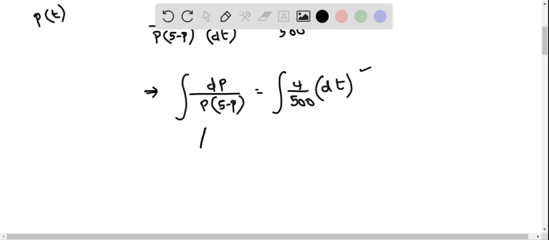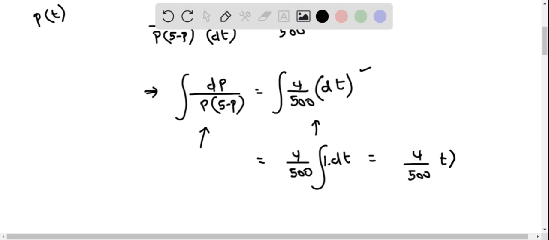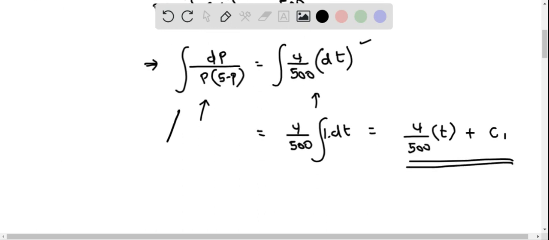Basically we have to integrate the left side using the method of partial fractions, which we will do. For the right side, we can factor the 4 by 500 out of the integral, and then we just have dt. The constant remains the same, and the integral of 1 dt is t. We also put the constant of integration, which is c1. So we have integrated the right side expression. Now let's use the method of partial fractions to integrate the left side expression.